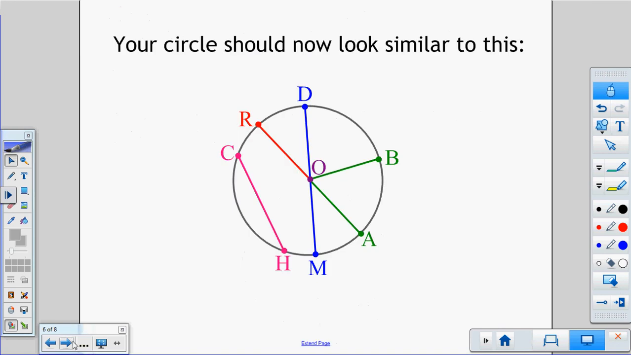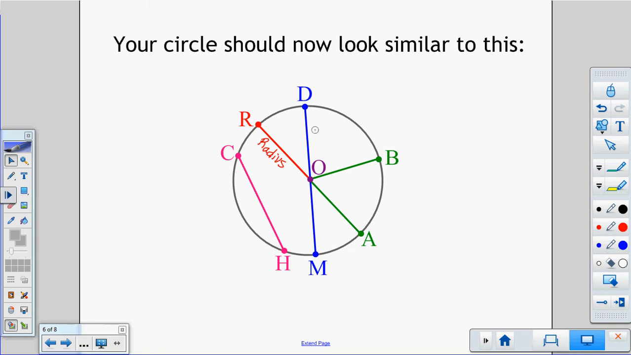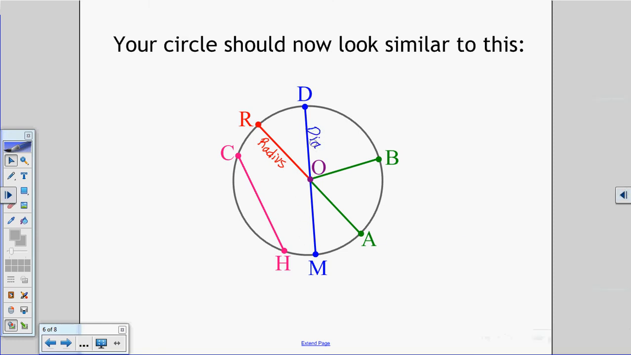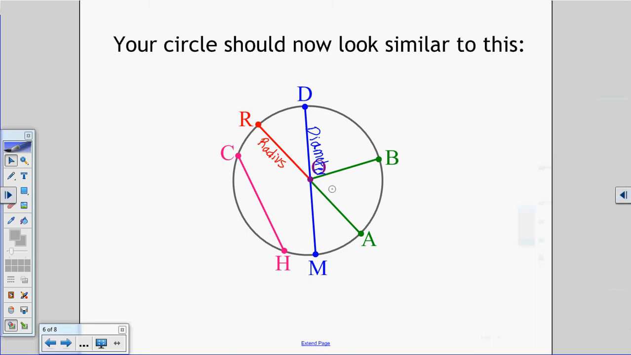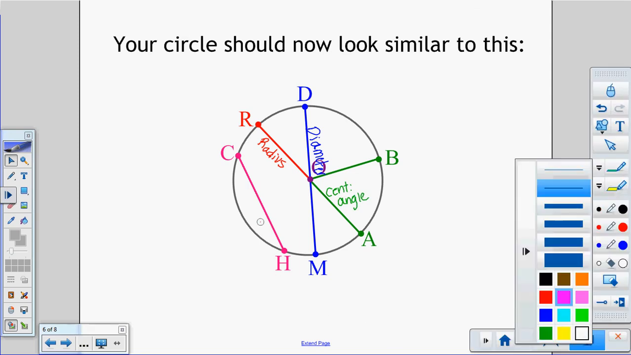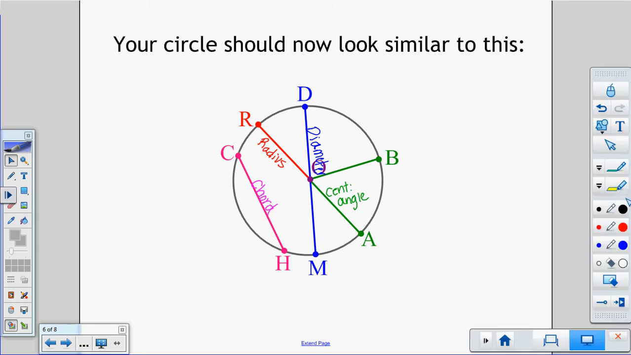And so your circle should look similar to this, except I think it would be smart if you have the names on. So if you have radius and diameter, central angle, and chord. So just make sure you have all of those labeled, and you will be able to use this if you use your notes and your foldables.